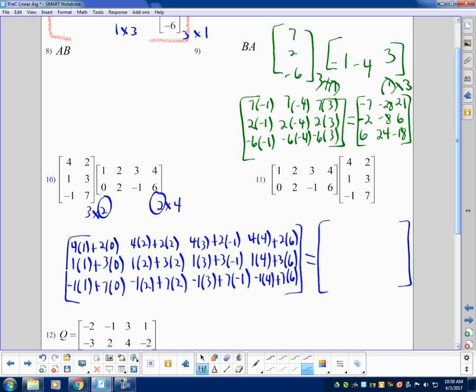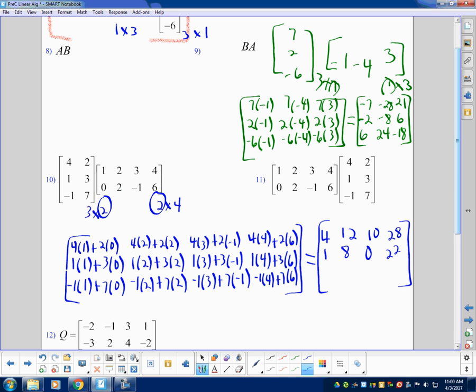So going straight across, we've got 4, and then 8 plus 4 is 12. 12 minus 2 is 10. And 16 plus 12 is 28. And then 1 plus 0 is 1. And then 2 plus 6 is 8. 3 minus 3 is 0. 4 plus 18 is 22. So 1, 8, 0, 22.